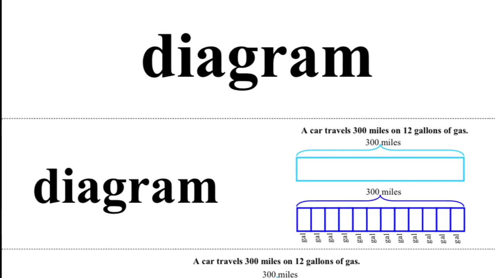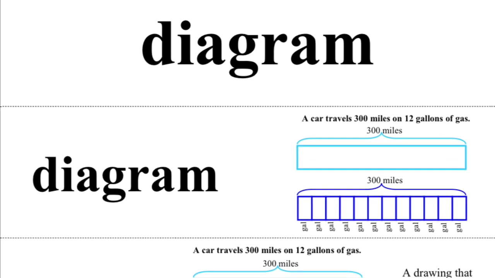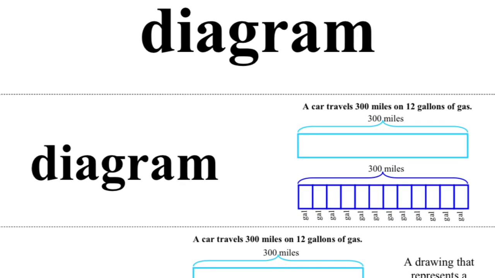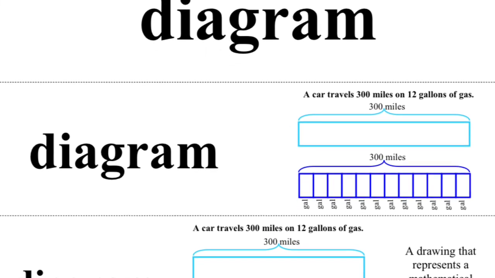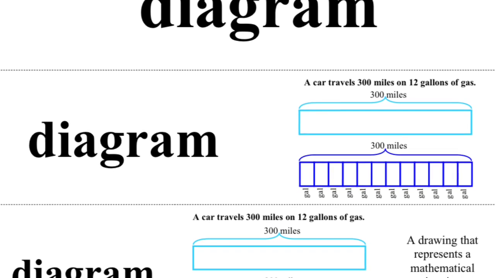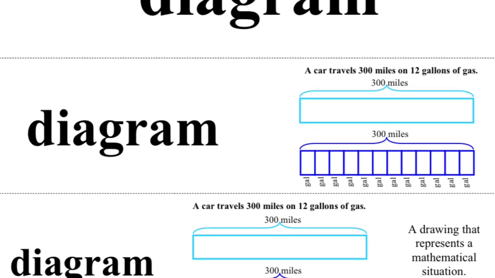A diagram is a picture that is used to describe mathematical information. Sometimes the diagram can be a graph or just a picture that you see here that describes separate fractions.